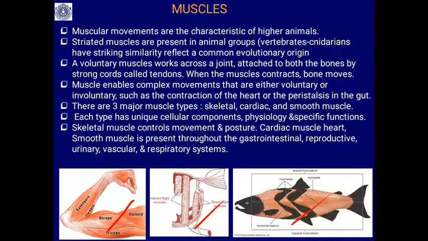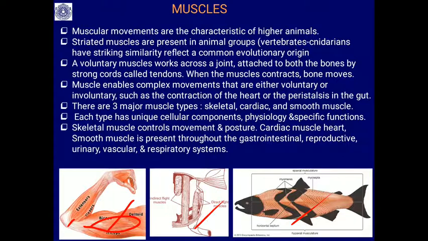So voluntary muscles or skeletal muscles work across a joint, attached to the bones by strong cords called tendons. You will find these are the tendons. Through these, the muscles are attached to the bones. So when the muscle contracts, the bone moves. You know how you lift your hand. First the muscle contracts, and it brings your hand closer to your body.